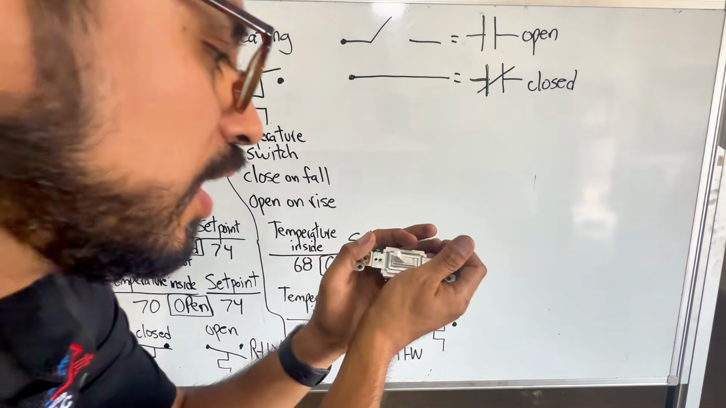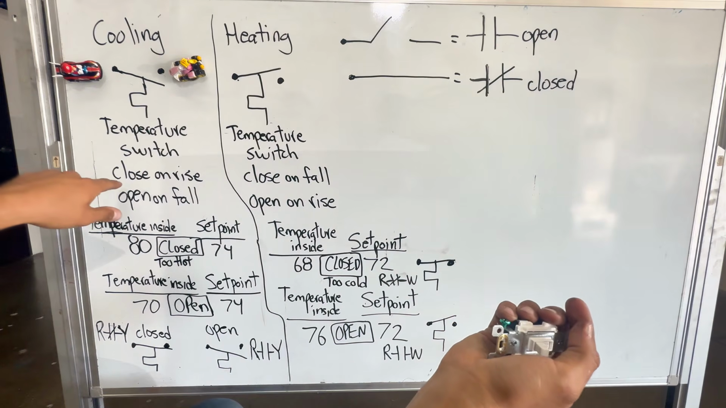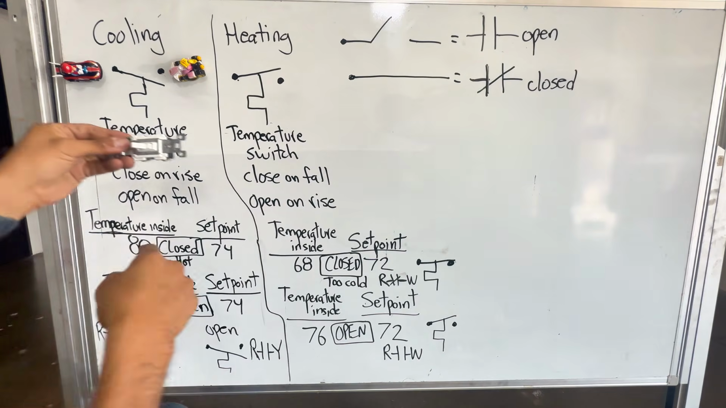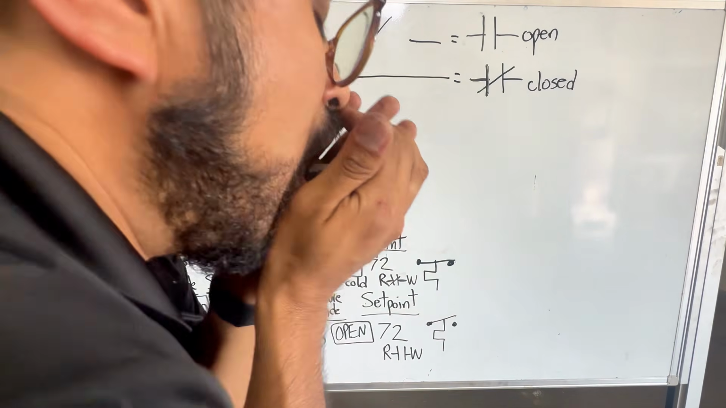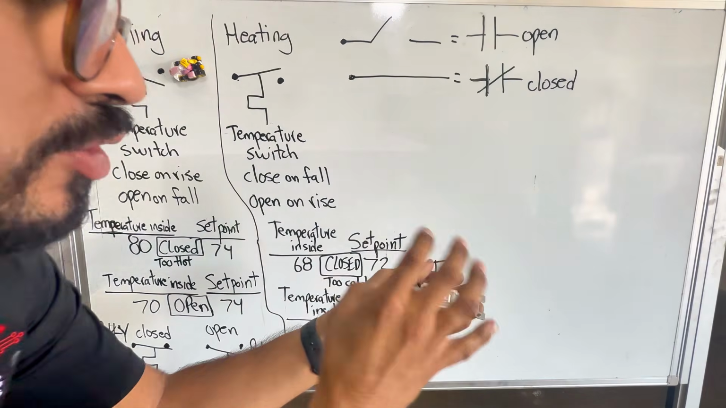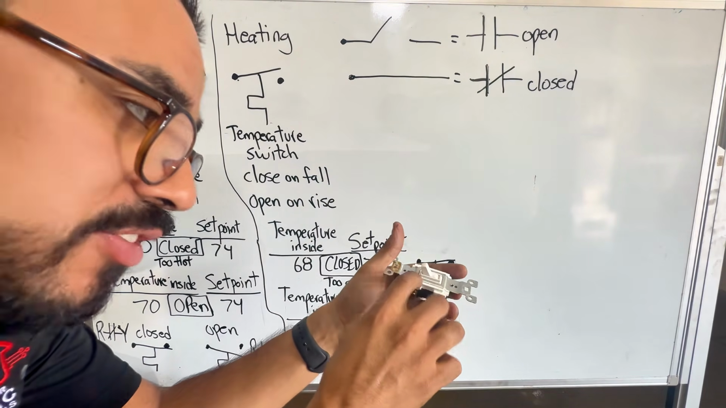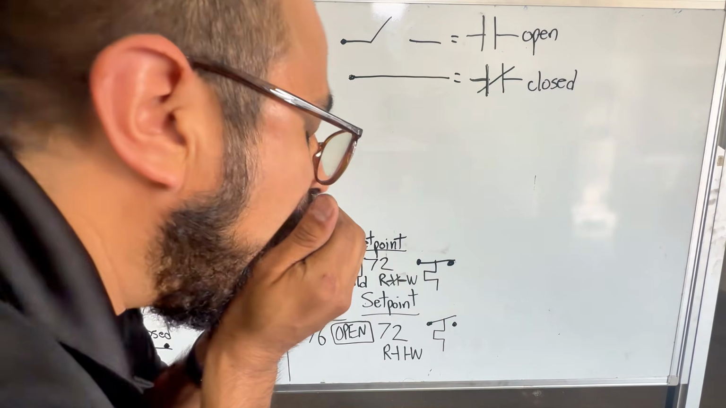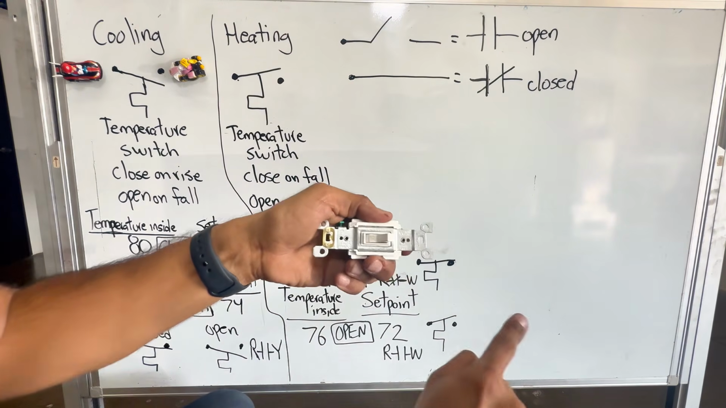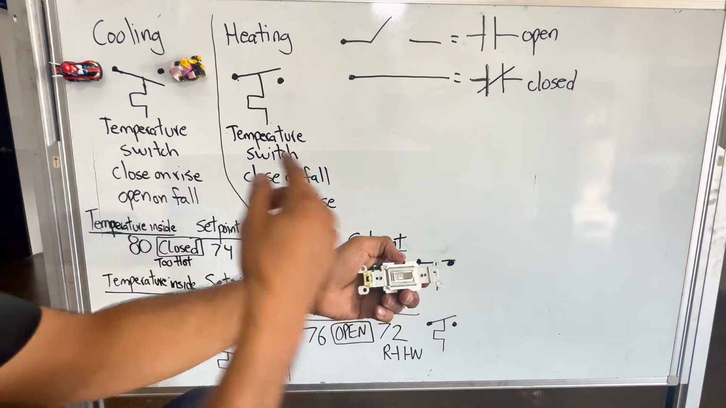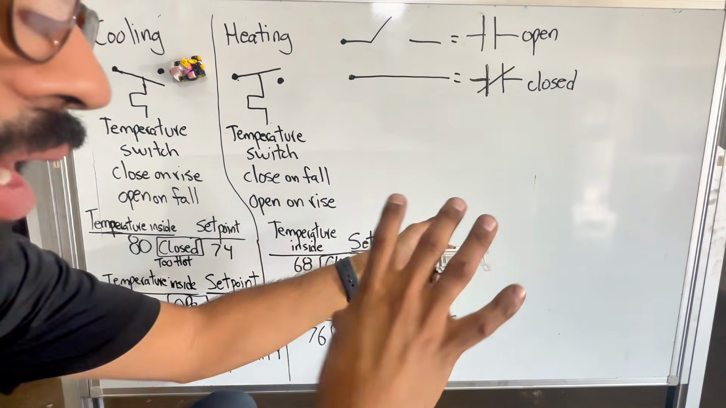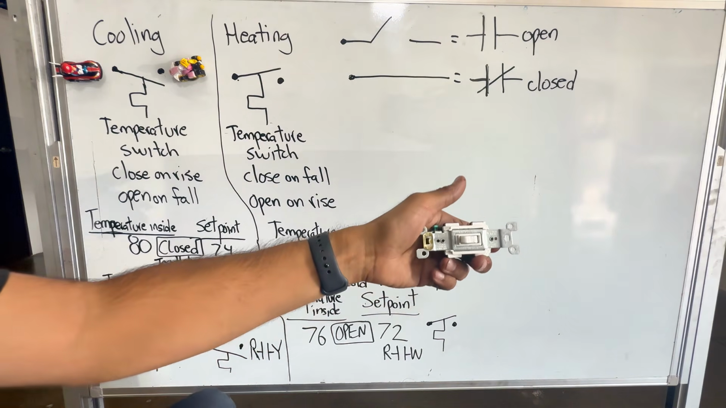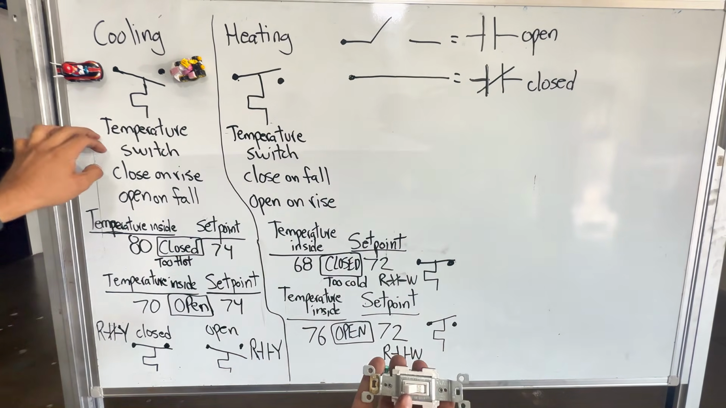So if I were to do this, and let's say it is a close on rise, open on fall, okay? So we're talking about a close on rise, open on fall switch, a temperature switch. So if I'm introducing hot air to it, because it's sensitive to temperature, and we just said it's a close on rise, open on fall. So if temperature rises, the switch closes. If temperature falls, meaning let's say I'm not introducing hot air anymore, it's gonna slowly just default back to open. That's all we're doing with a temperature switch like this.